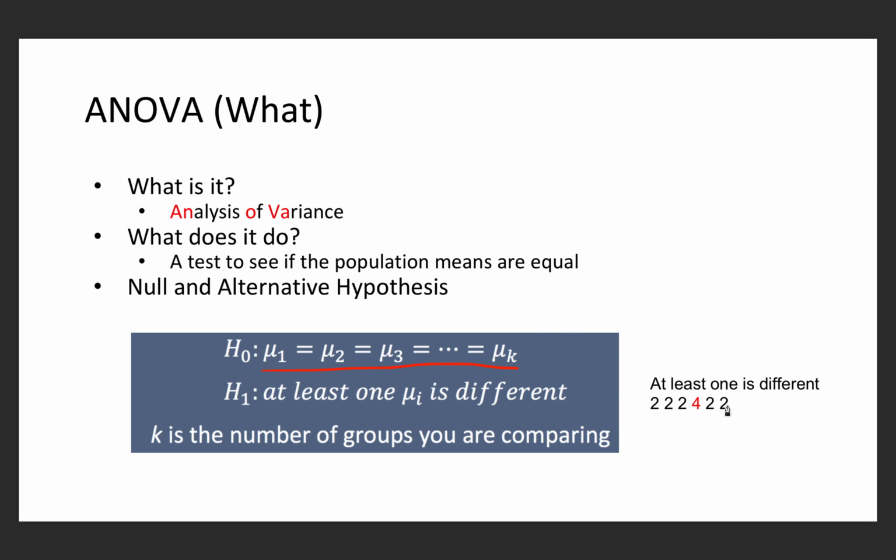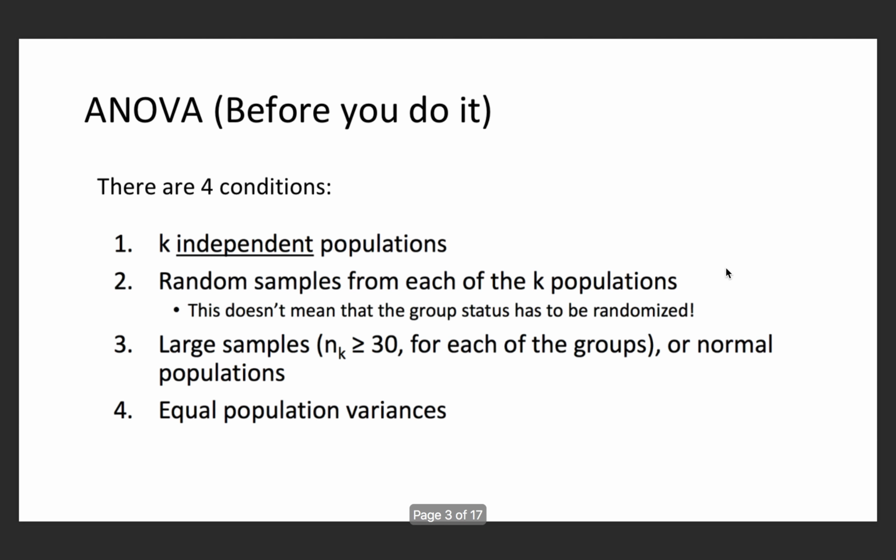If all of them are 2, at least one is different. This is 4, that's different. Or at least one pair. I'm just going to say 4 doesn't equal 2. So this pair is different. Yes. So K is the number of groups we're comparing.